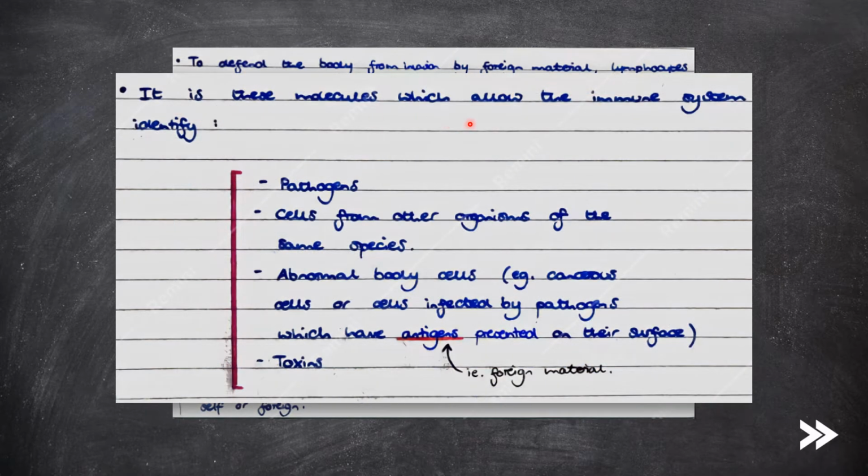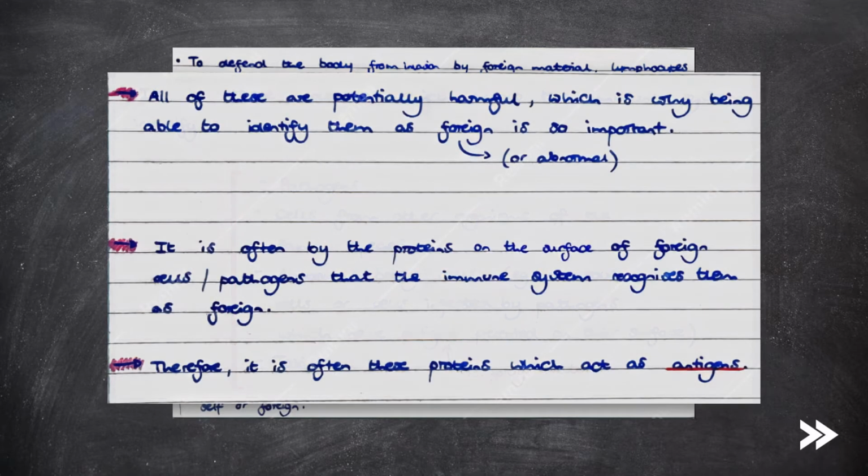It is these molecules which allow the immune system to identify pathogens, cells from other organisms of the same species, abnormal body cells such as cancer cells or cells infected by pathogens which have antigens presented on their surface, as well as toxins. All of these are potentially harmful, which is why being able to identify them as foreign or abnormal is so important. It is often by the proteins on the surface of foreign cells or pathogens that the immune system recognizes them as foreign, and therefore it is often these proteins which act as antigens.